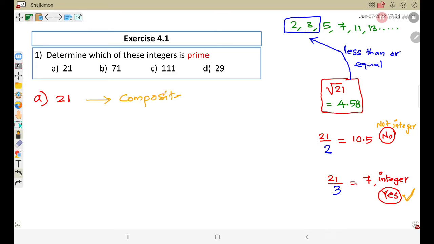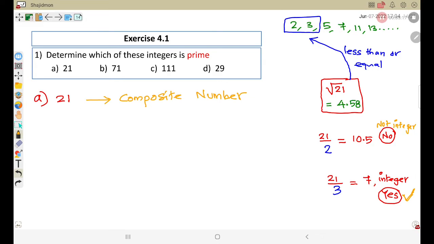So what is the answer here? This number is a composite number, not a prime number. Did you understand? Check whether an integer comes or not. 21 by 2 is not an integer, 21 by 3 is an integer. One yes means at least one number divides it, so we got one prime factor. That means 3 is a factor. If you get one prime factor, then that number is a composite number. So this is the first part of the question.